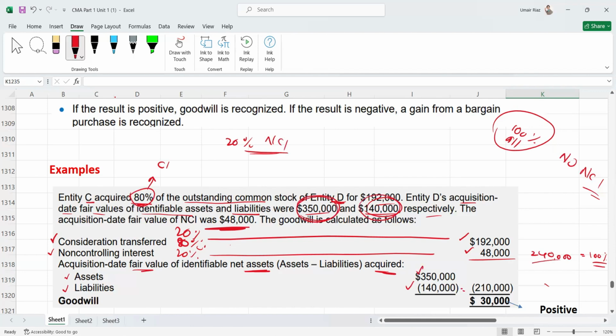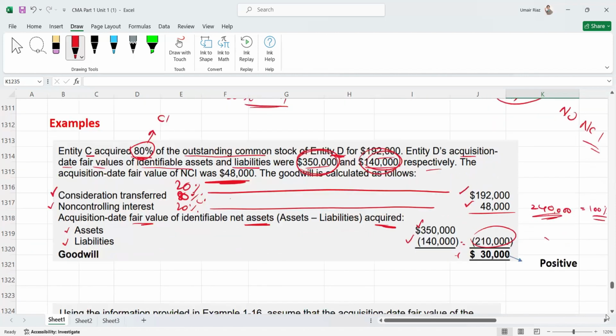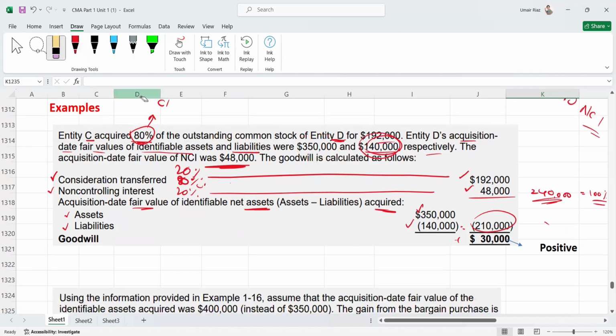So we take 240,000 minus 210,000. This answer is positive, right? 240 minus 210, so the answer is positive. This positive amount is goodwill. What is goodwill? It is what you are paying over and above the value of the assets. Goodwill is an intangible asset, and if there is goodwill, it will be shown in the consolidated balance sheet. Now the same example we are continuing. I'm just changing one figure, and see the results. Let's assume, still the same thing.